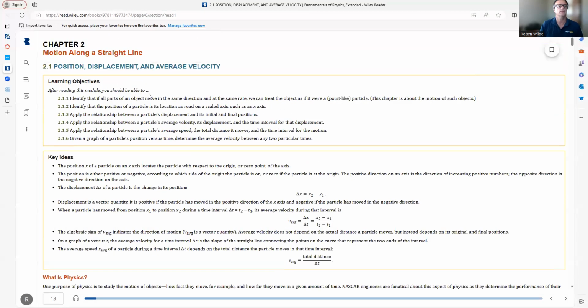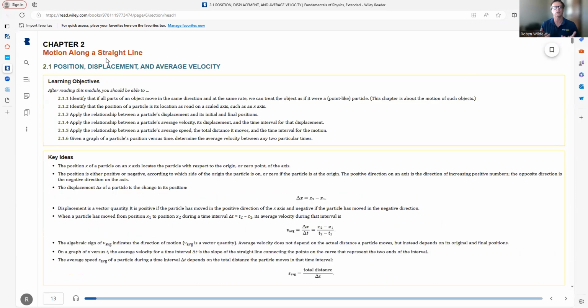And so chapter 2, again, is motion along a straight line. And one of the reasons we're going to study motion to begin with is it's simple, right? And in fact, in general, motion is going to be along 2 or even 3 dimensions. But starting with 1 dimension makes it a little easier to deal with, and then we can easily extend it to 2 or 3 dimensions. So looking at the first part of chapter 2, we're going to talk about position, displacement, and average velocity. And that's basically what this lecture is going to be about.